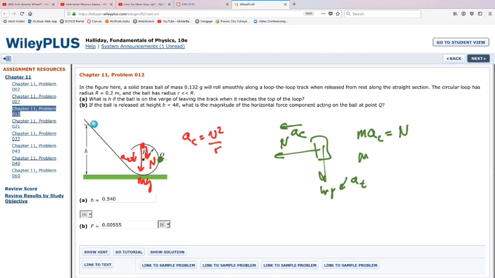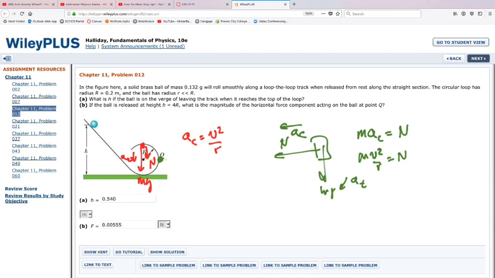And again, don't forget v squared over R. They'll give you a height of 4 times the radius, and then you find the v that it's going to have at Q. Then you can find out what that normal force is. But it's normal force 0 in part A, because it says it's on the verge of coming off.